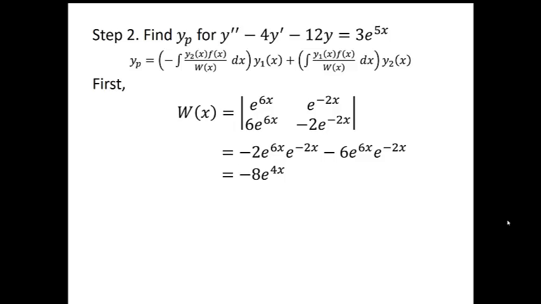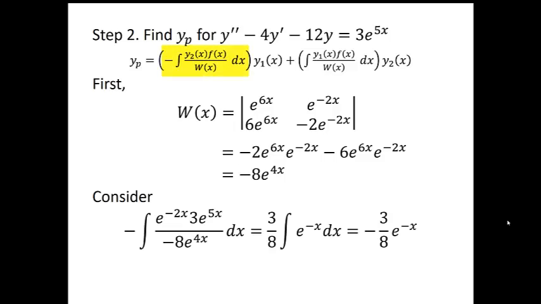All right, so let's start with these integrals. That very first integral, we have minus the integral of y2, which is e to the minus 2x, times f of x, which is 3 e to the 5x, divided by the Wronskian, which is negative 8 e to the 4x. So when we clean this up, our coefficient that we can pull out in front is a positive 3/8. And then when we clean up the exponents, we get an integral of just e to the minus x. So this integrates to a minus 3/8 e to the minus x.